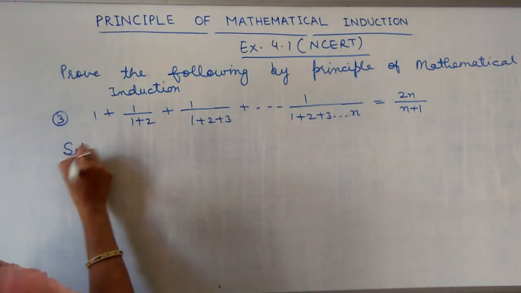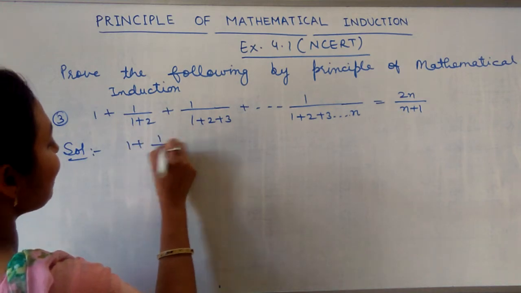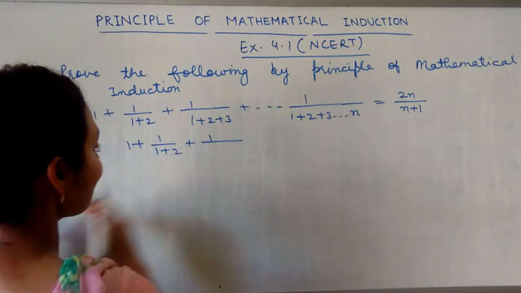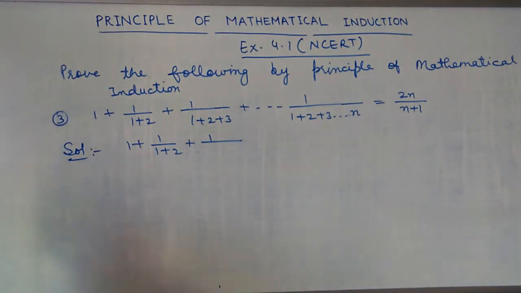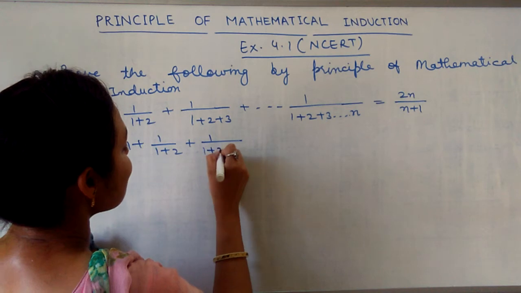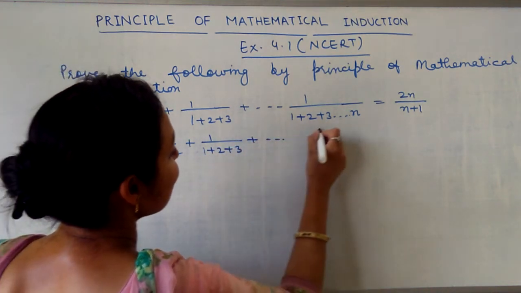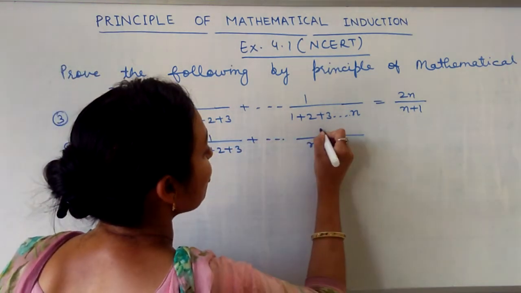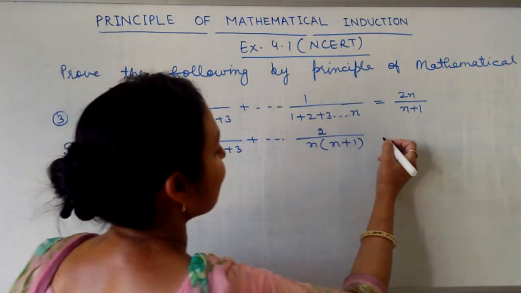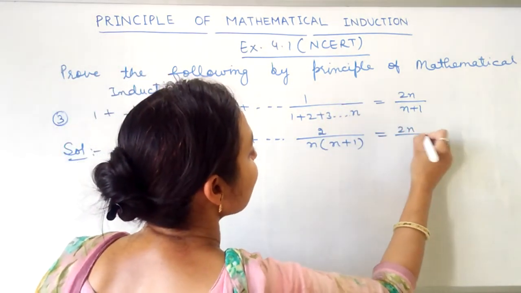So I will start the solution. 1/(1·2) + 1/(2·3) + 1/(3·4)... I will write the values, that is 1 plus 2 plus 3, and in this place I will take n by 2. So I will take 2 in the numerator, that will equal 2n upon n plus 1.